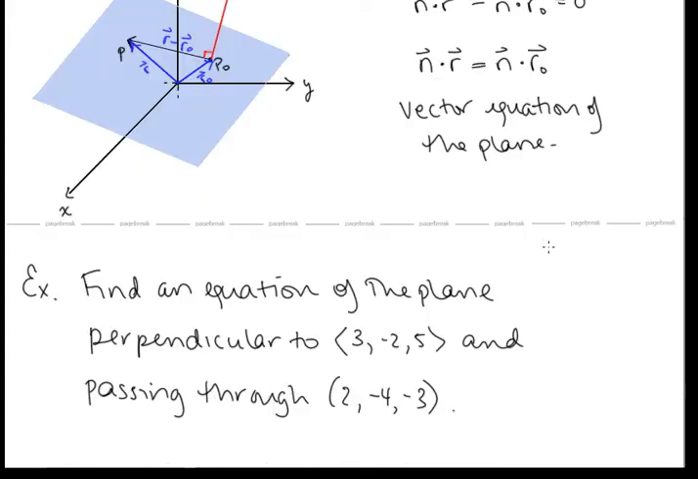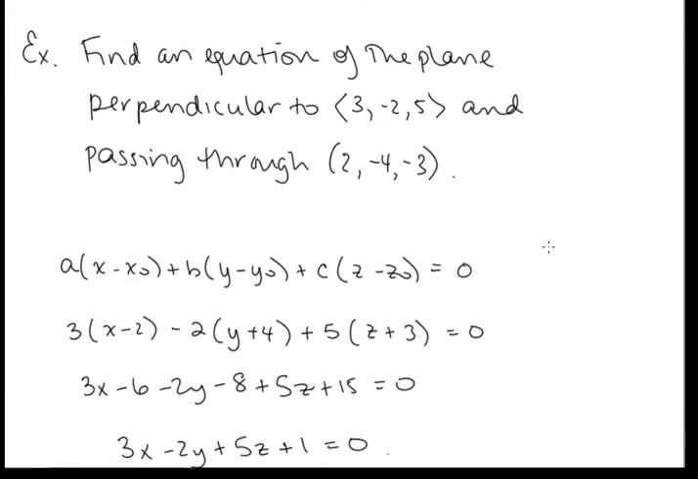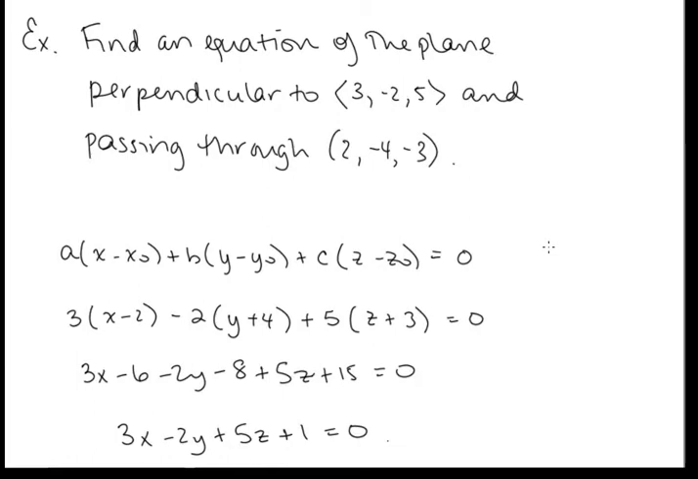Now let's find an equation of the plane perpendicular to 3, negative 2, 5, and passing through the point 2, negative 4, negative 3. Now I notice here they're asking me for an equation of the plane. The first thing I'm going to write down is the equation of a plane, and then I'm going to fill in what I need. I notice once I write this equation down, I need to fill in ABC, the normal vector, and x0, y0, z0, the point that the plane goes through. And that's exactly the information they gave us.